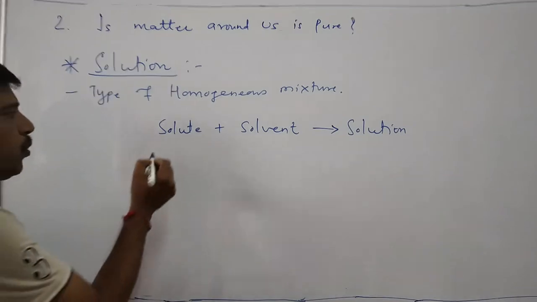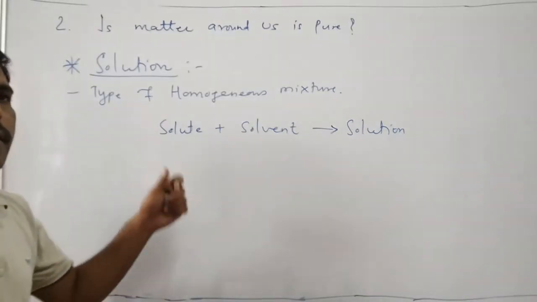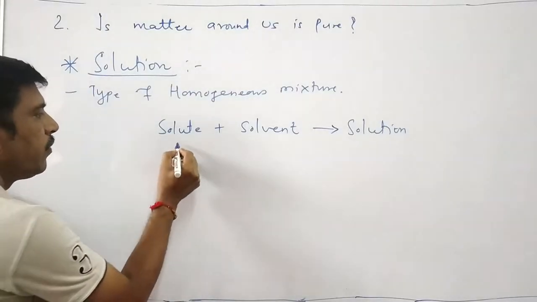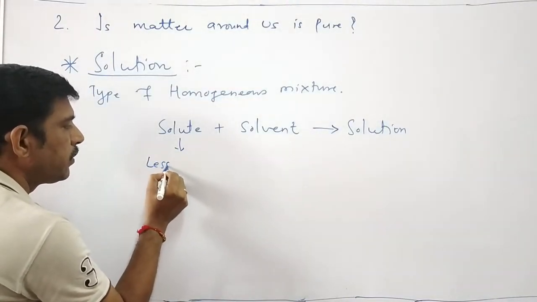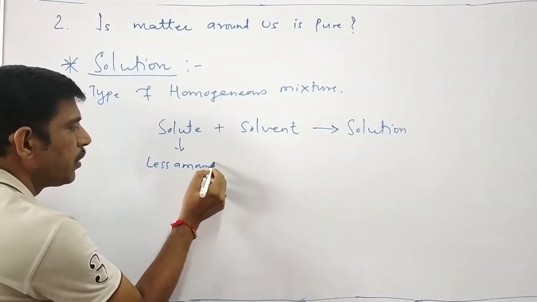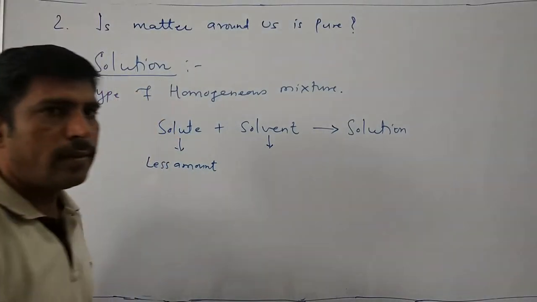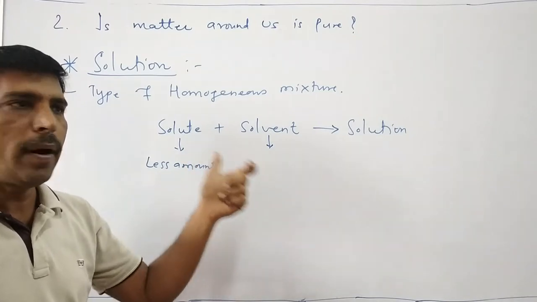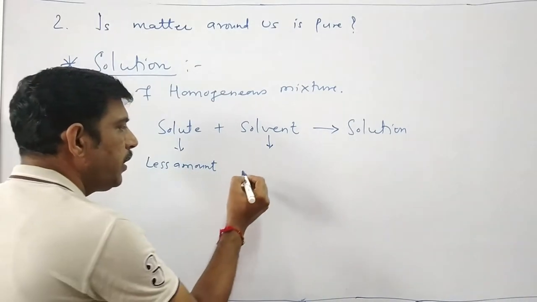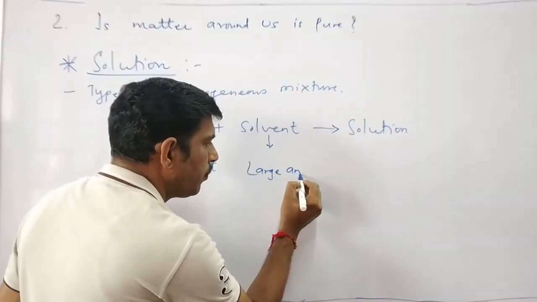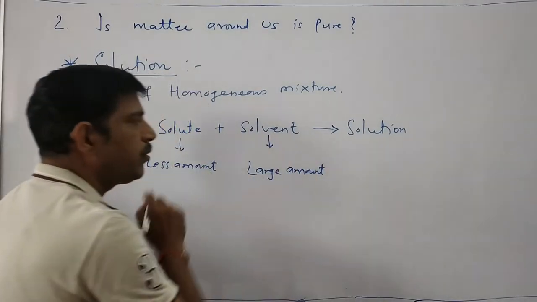So what do you mean by solute? The component or the part of a solution which is present in less amount, that is called as solute. And the solvent means the component or the part of a solution which is present in large quantity or large amount, that is called as solvent.